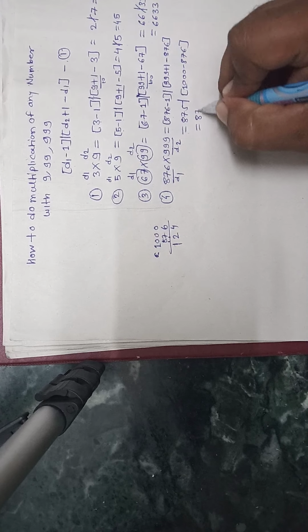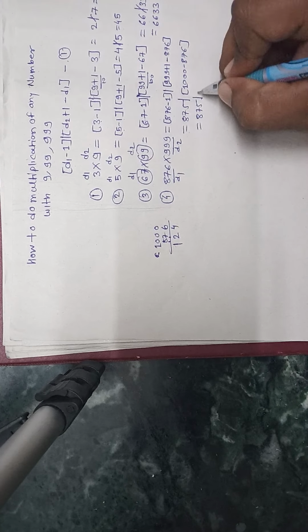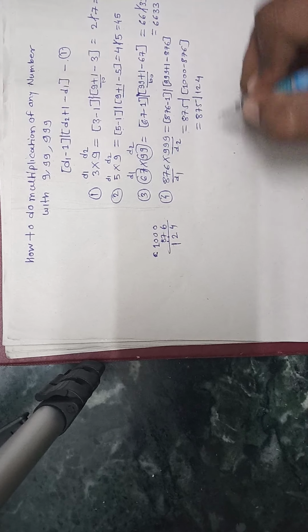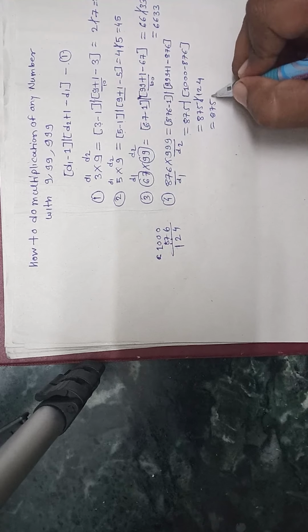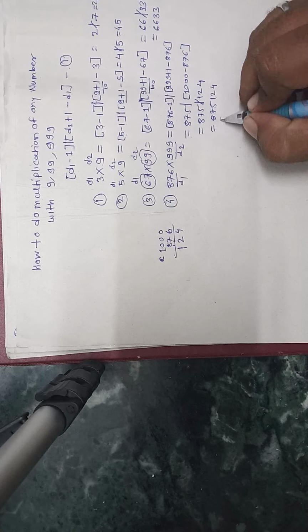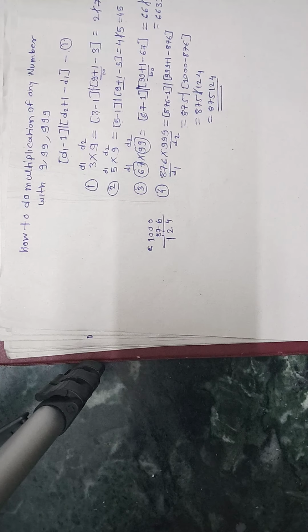So 875, separator, 124. So 875, remove this separator, 124. Answer will be this. So with these 4 examples, I have explained how to multiply any number with 9, how to multiply any number with 99 and 999.